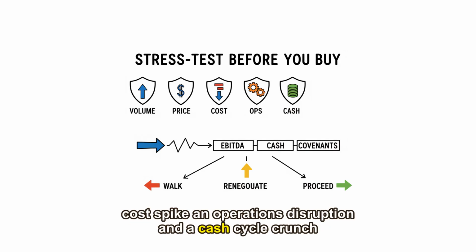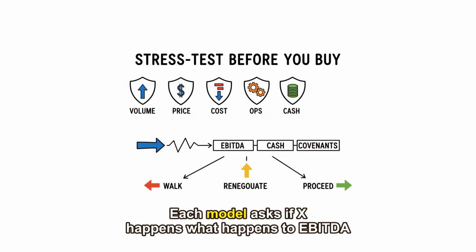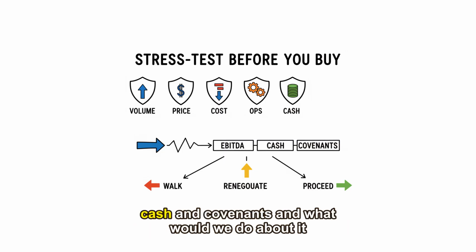In this session, we'll build a simple baseline and run 5 practical scenario models: a volume swing, a price compression, a cost spike, an operations disruption, and a cash cycle crunch. Each model asks, if X happens, what happens to EBITDA, cash, and covenants, and what would we do about it?